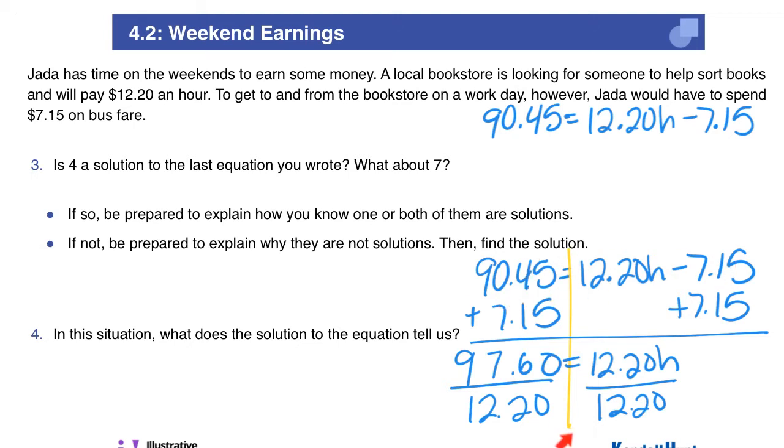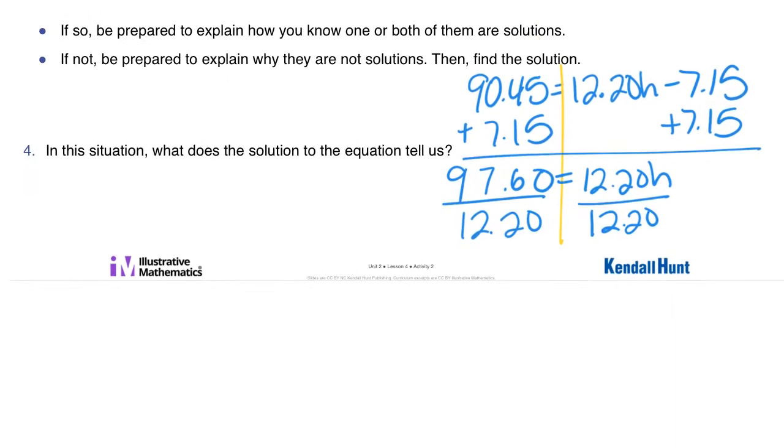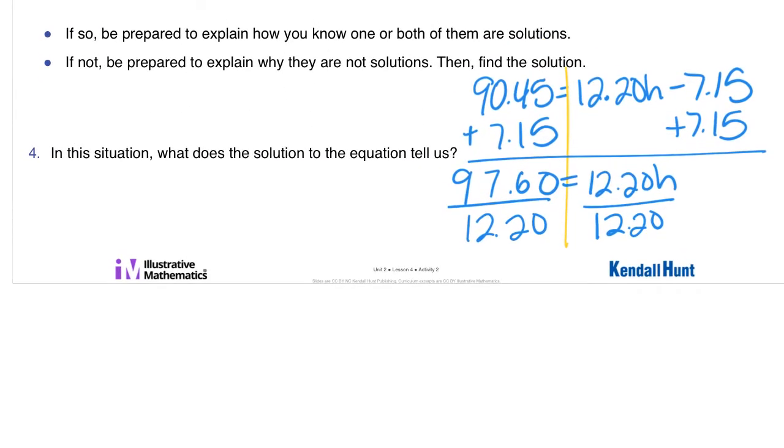So to solve this in number 3, I set up my equation. I drew my line here to keep both sides of my equation separate. I added $7.15 to both sides. That's a legal move. I end up with 97.60 equals 12.20H. So I divide both sides by 12.20. So then when I divide, I end up with 8 equals 1H.